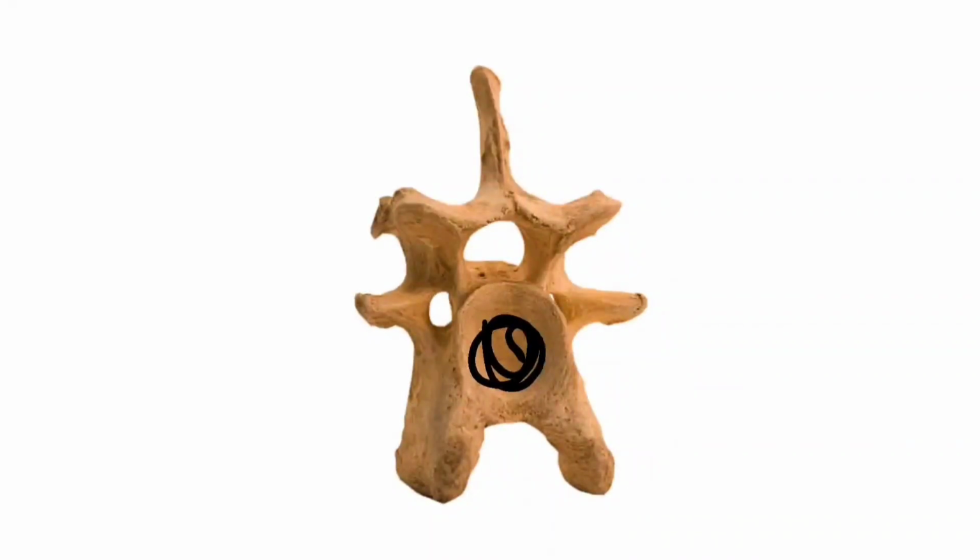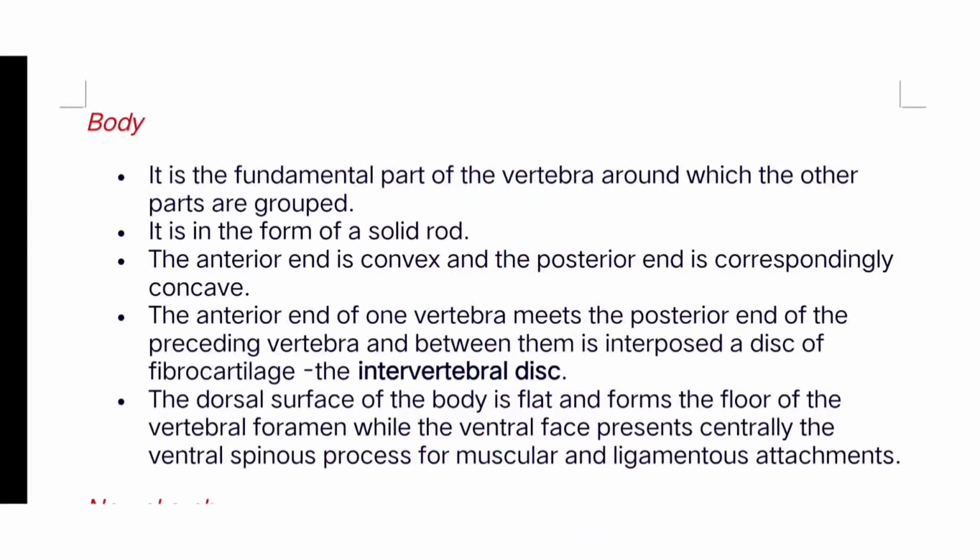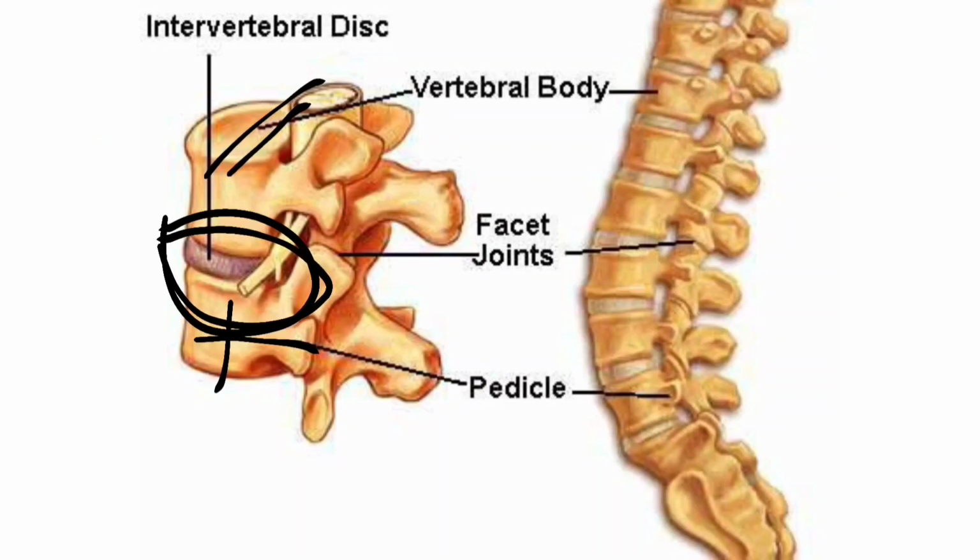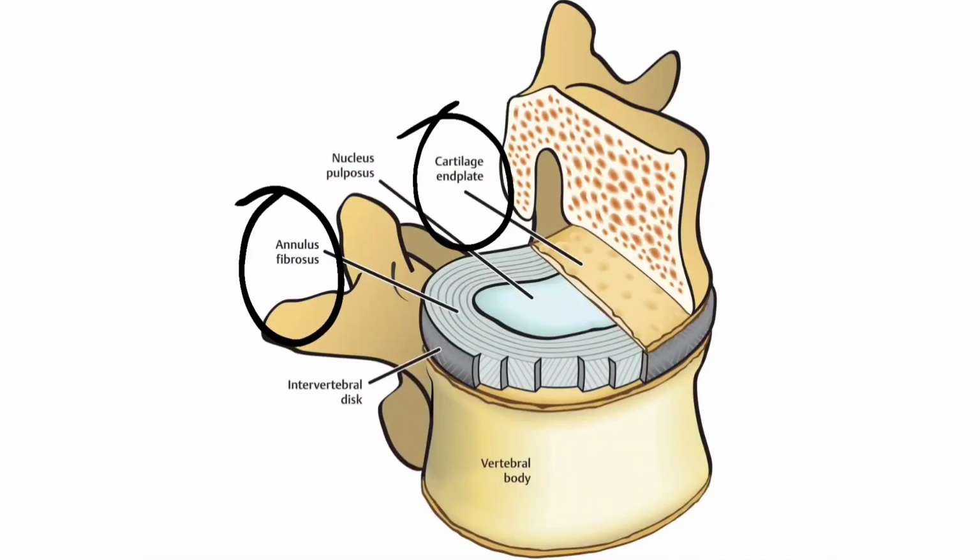Firstly, we will look at the body. The body is a solid rod which has 2 ends and 2 surfaces. The anterior end is convex, whereas the posterior end is concave. The anterior end of one vertebra meets with the posterior end of the preceding vertebra. In between them, there is a disc called the intervertebral disc, which is made up of 2 parts, the fibrous part and the cartilaginous part. Therefore, it is called the fibrocartilaginous intervertebral disc.